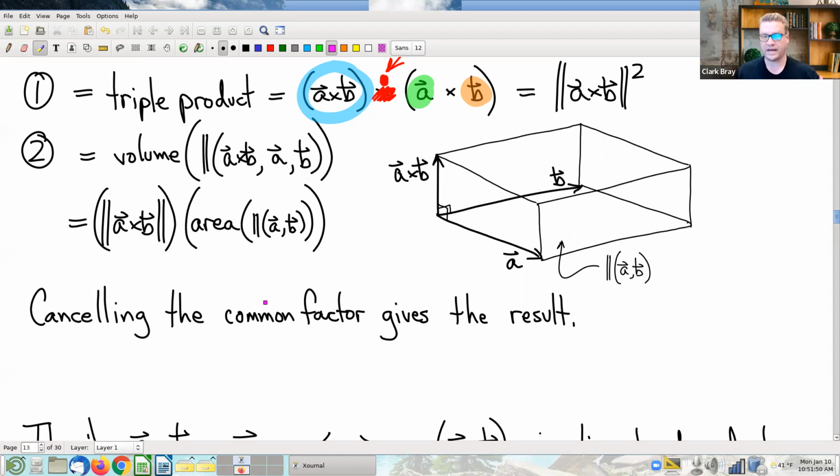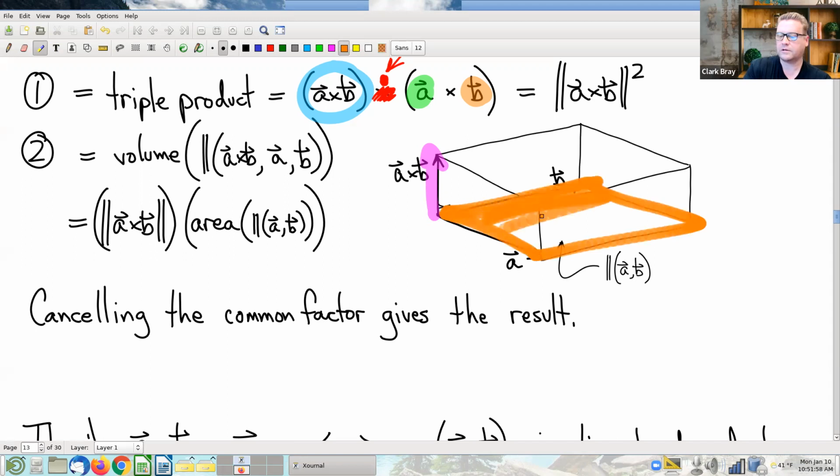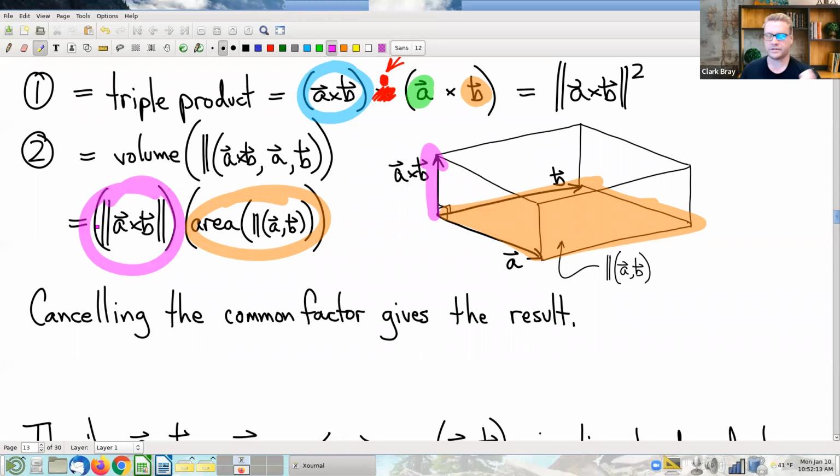Well, the big idea is that because this is perpendicular to all of this, when you have a perpendicular in a three-dimensional shape, the volume is the area of the base times the height. So the area of the base is the area of the parallelogram, and the height is the magnitude of that cross product vector. If you have any more questions about it, we can talk in office hours.